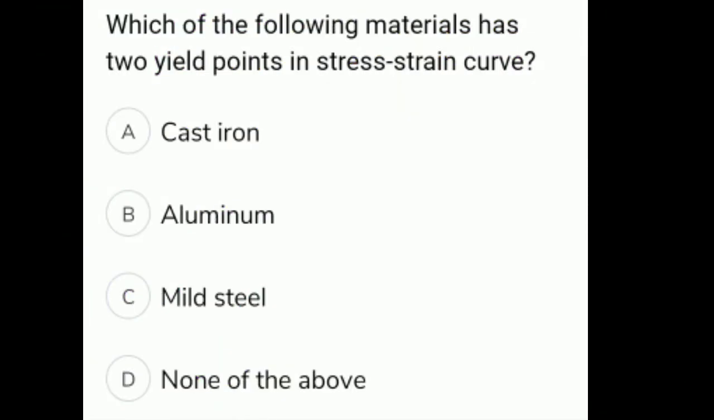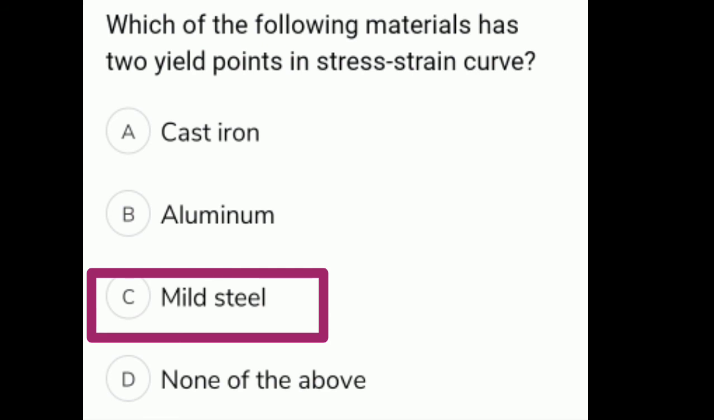Which of the following material has two yield points in stress strain curve? The given options are A. Cast iron, B. Aluminium, C. Mild steel, D. None of the above. The given option C is correct one. Mild steel.